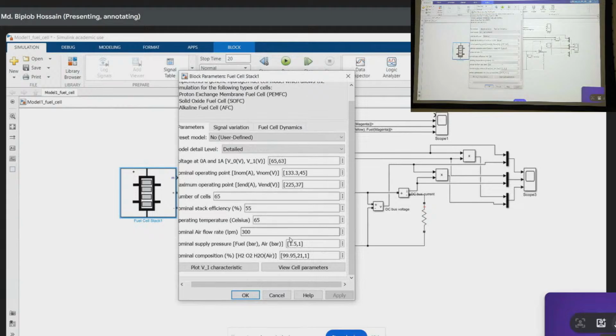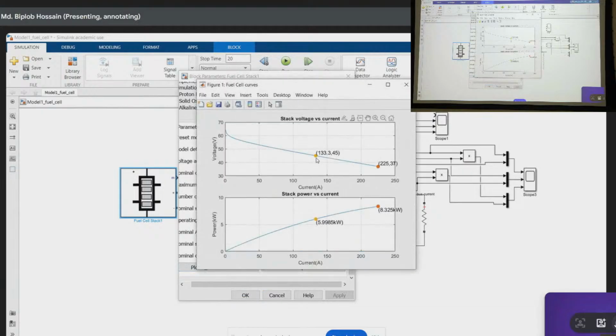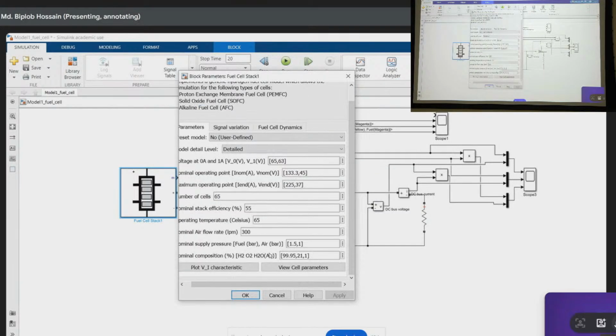So the stack parameters work this way. You can define the nominal current and the nominal voltage here. We can see here the nominal current is 133 and nominal voltage is 45. If you click the VI characteristics curve, we can see the same values here. Sorry, 133.3 is the current and 45 is the voltage. So the nominal power is 6 kilowatt. In such a way you can define the characteristics curve of your own defined fuel cell.